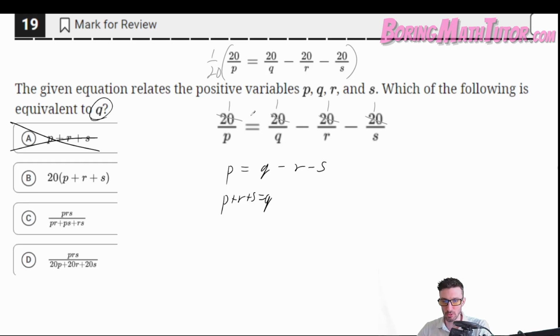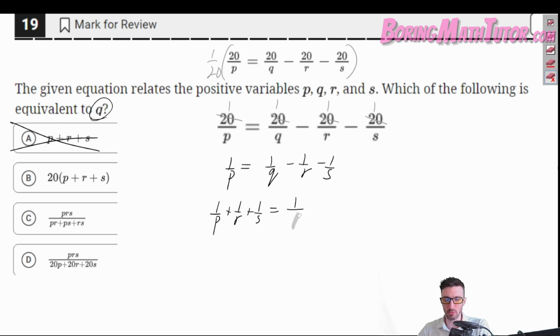That is not true. You cannot do just flipping all of these things. That does not work. So let's talk about what actually does work. We need to start by leaving it as 1 over P equals 1 over Q minus 1 over R minus 1 over S. Now we're trying to solve for Q, so there's a couple of things I could do. One is I do 1 over P plus 1 over R plus 1 over S equals 1 over Q.